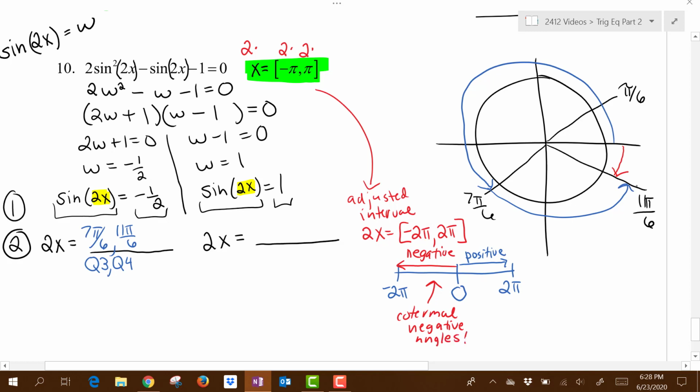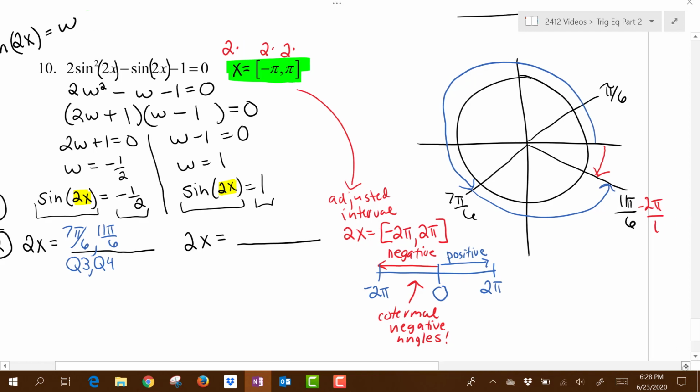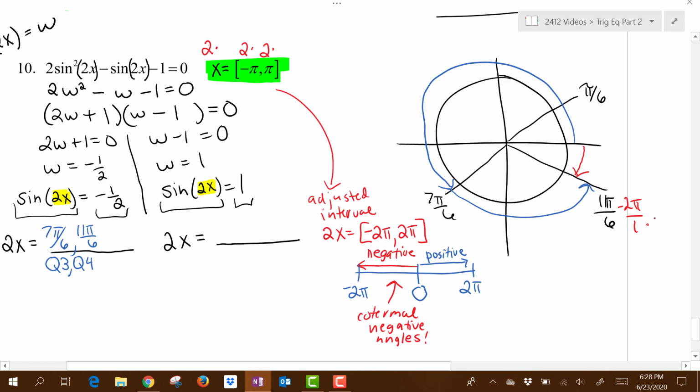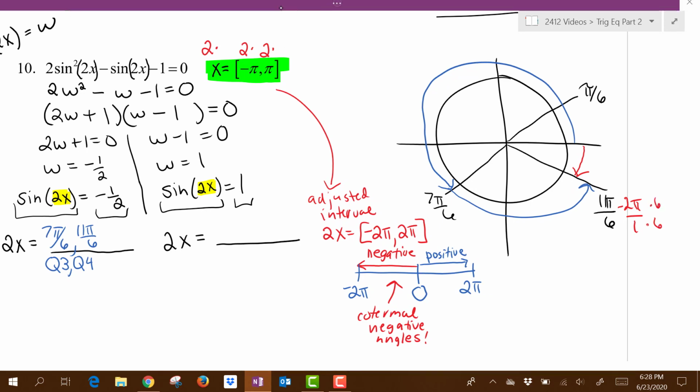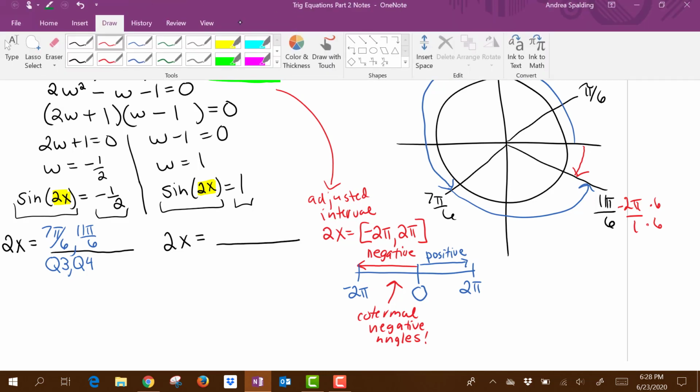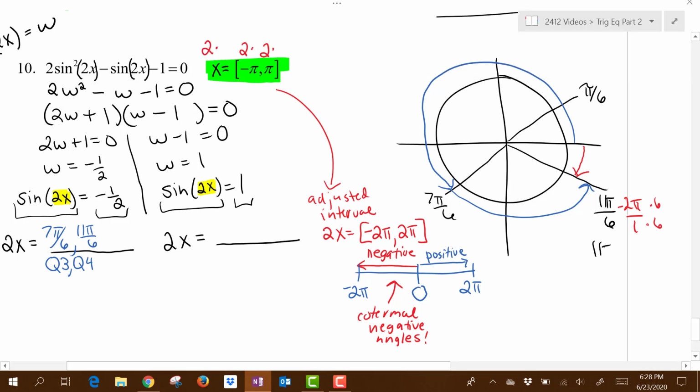How do we find coterminal negative angles? Well, we subtract 2 pi. So I'm going to think about that as 2 pi over 1. We need a common denominator of 6. So that's really 11 pi over 6 minus 12 pi over 6. So we get negative pi over 6. So that is a negative coterminal angle from going backwards around the unit circle, one full rotation. So I'm going to add negative pi over 6 also to the list.